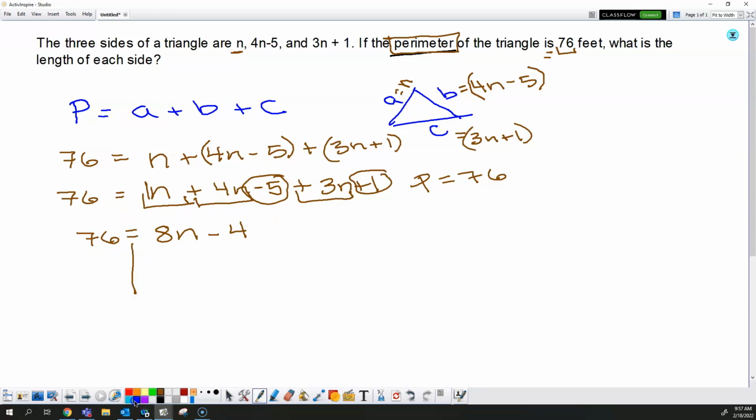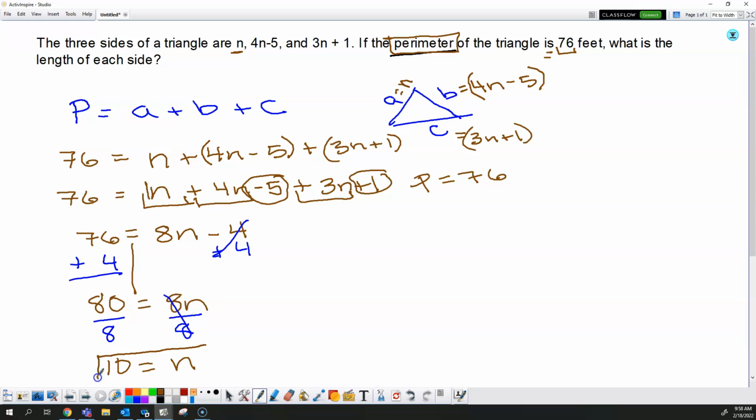Solving for n, I'm going to add 4 to both sides. 76 and 4 is 80, equals 8n. Divide by 8. And I have n equals 10.